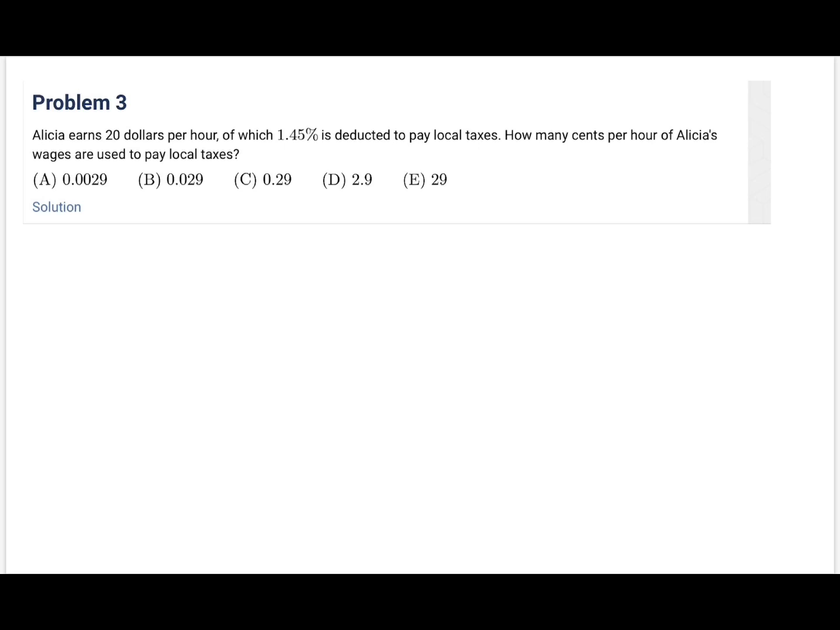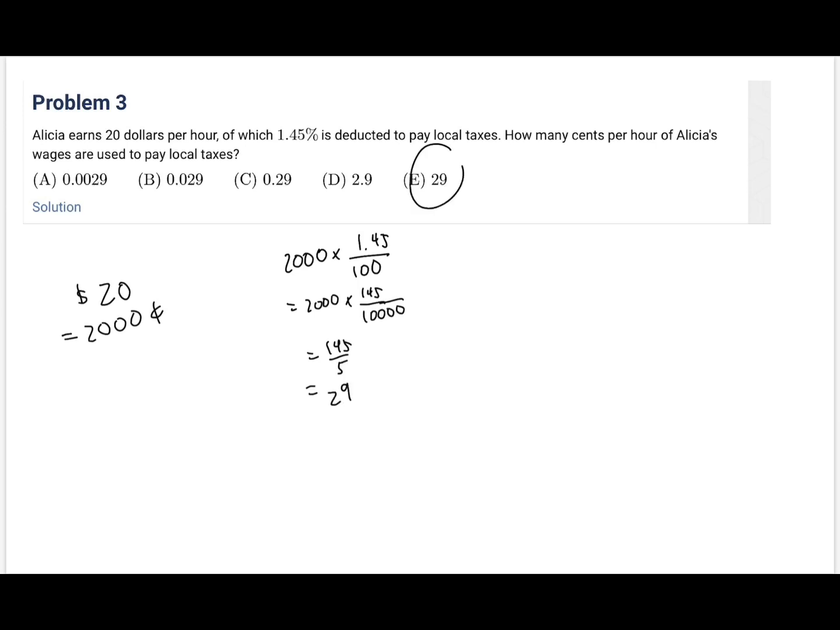Number 3, Alicia earns $20 per hour, of which 1.45% is deducted to pay local taxes. How many cents per hour of Alicia's wages are used to pay local taxes? So she earns $20 per hour, which is equal to 2,000 cents, of which 1.45%, right? So it's 2,000 times 1.45 over 100. This is 2,000 times 145 over 10,000. This is 145 over 5. This is 29. So the answer is E.